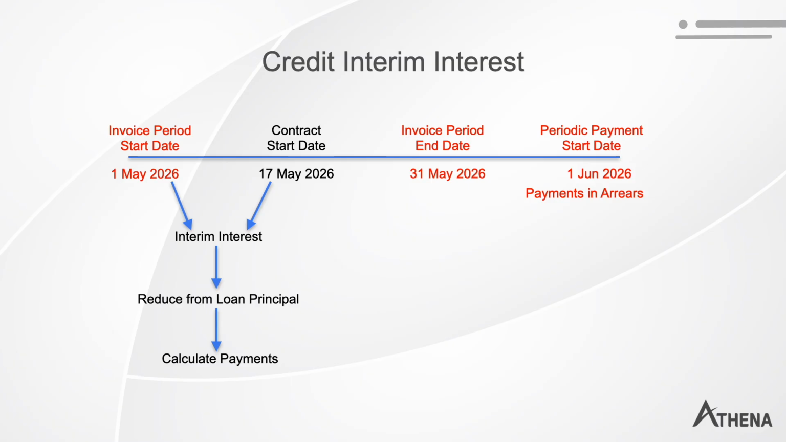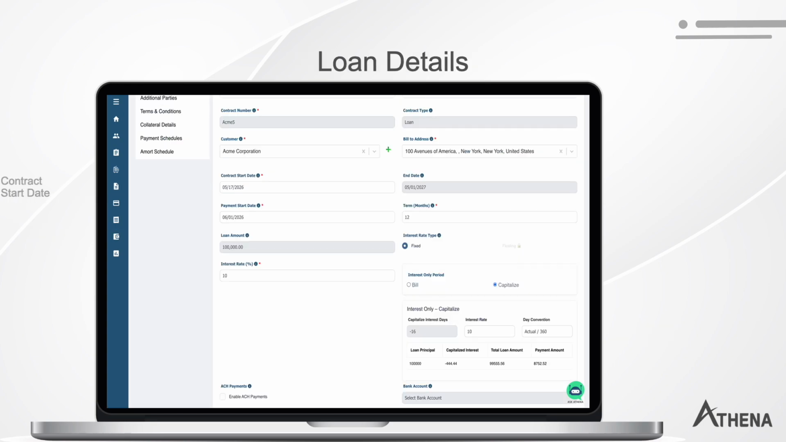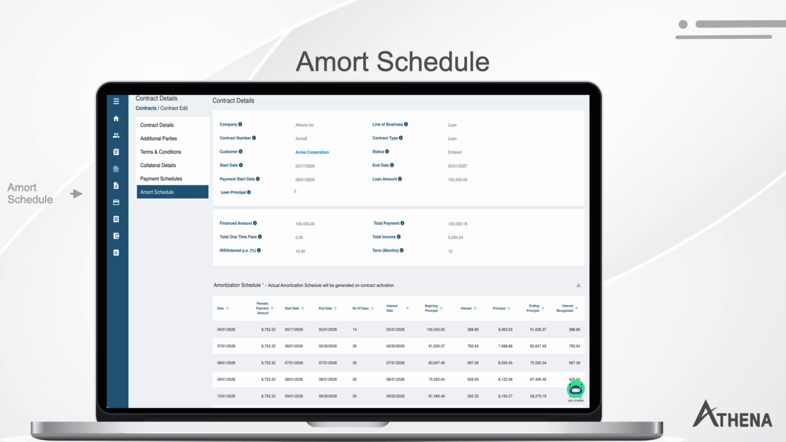Enter the interest rate and payment start date. Review the interim interest calculations and payment amount derived. On the contract details page, you can review the contract start date, payment start date, and calculations. Review the payment details generated, including credit. Review the amortization schedule, including interim interest credit.